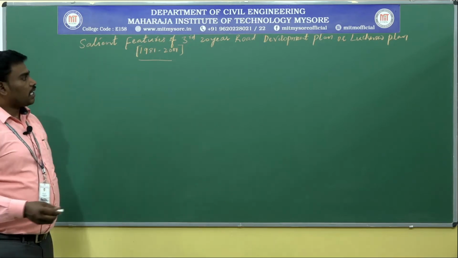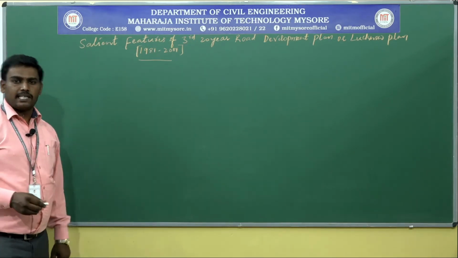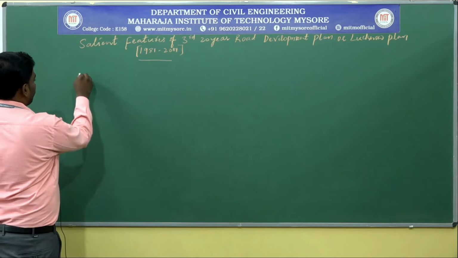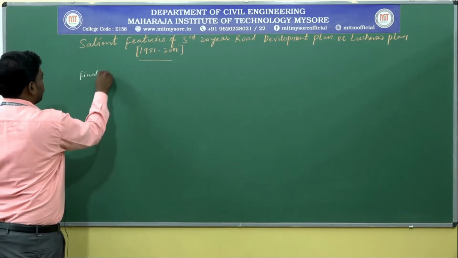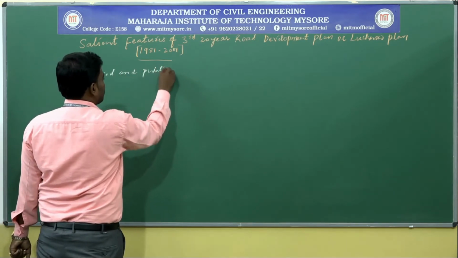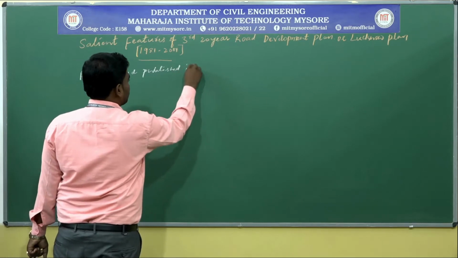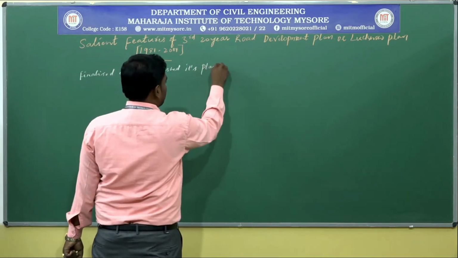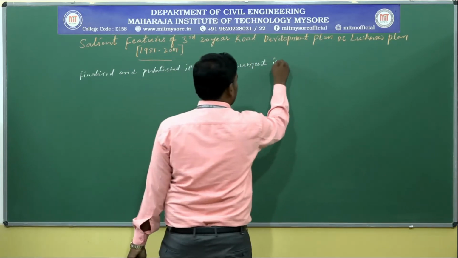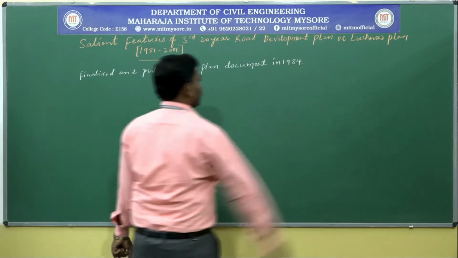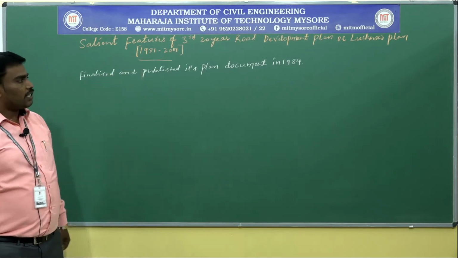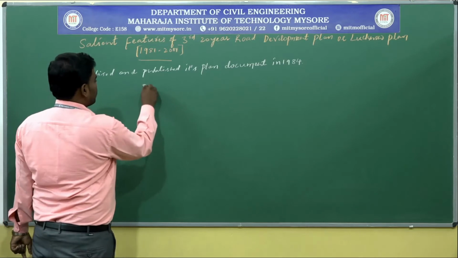the third 20-year road development plan was finalized and published. First it was finalized, and its plan document was published in the year 1984. Okay, 1984. See here, and now the policies of this third 20-year road development plan.